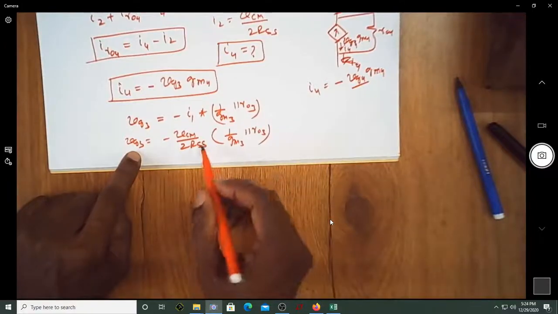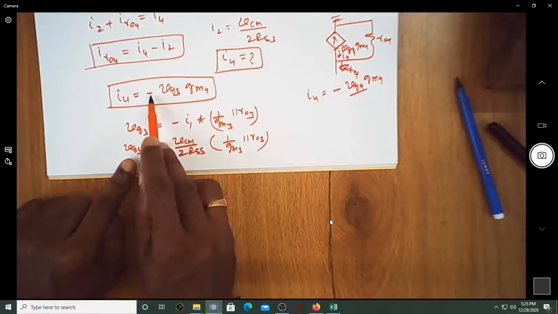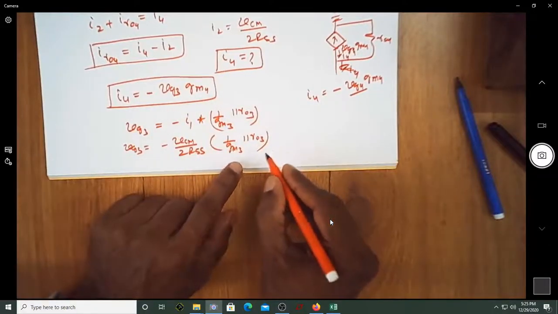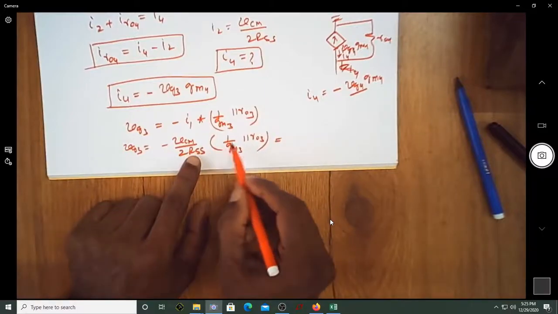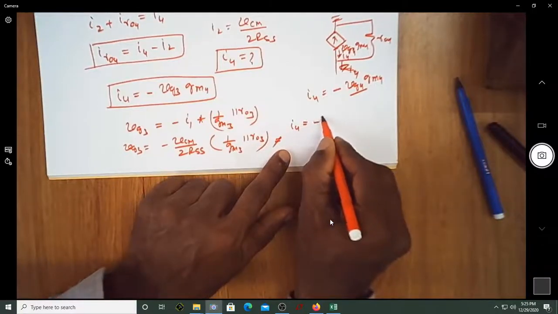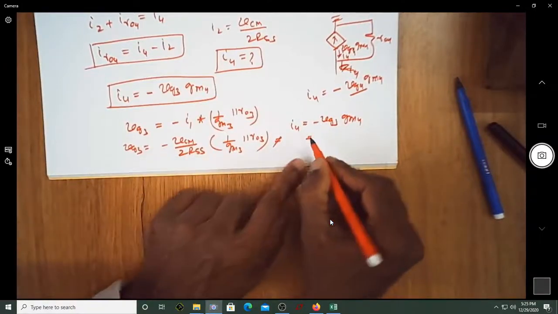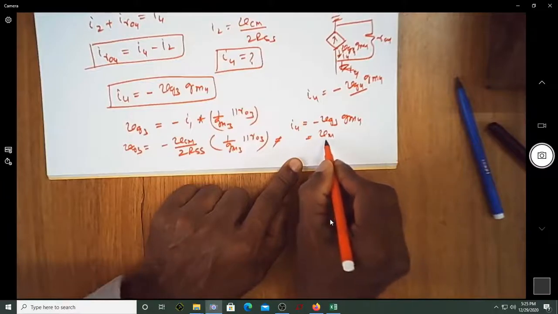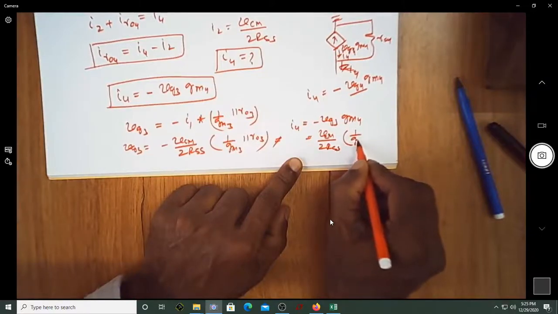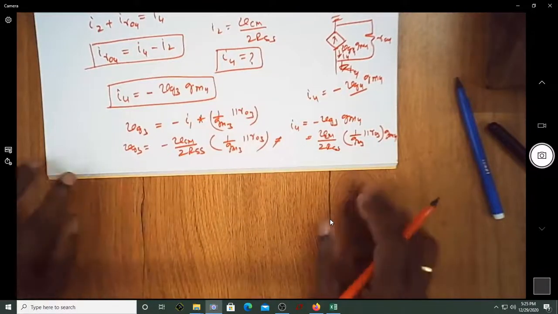But what we are supposed to find is I4. I4 is nothing but minus of VG3 multiplied by GM4. What is VG3 now? It is minus of this, so this will become VCM by 2 RSS multiplied by 1 over GM3 in parallel with R03, into GM4. This is the value of I4.